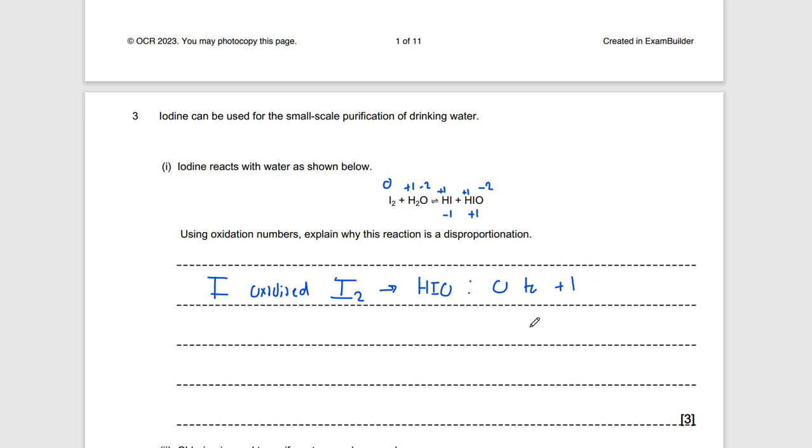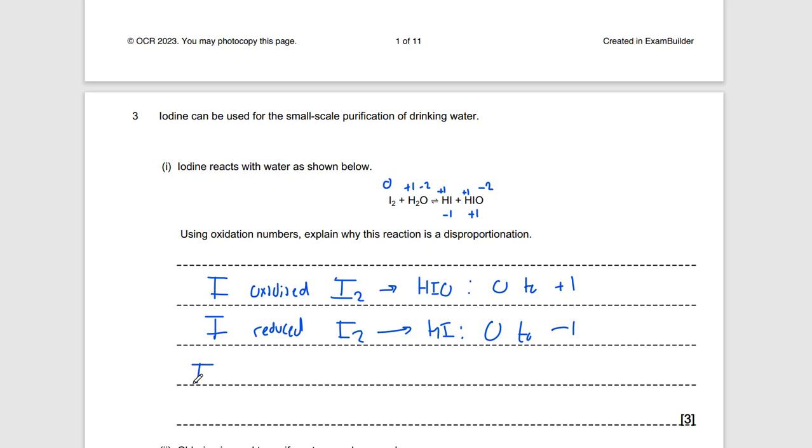Make sure you put the numbers in, by the way. So this is really important. Make sure you say what the species are in the oxidation process. So I2 to HIO is the oxidation step, and it's 0 to +1. Make sure you put the numbers in, and then I is reduced from I2 to HI, and that is 0 to -1.